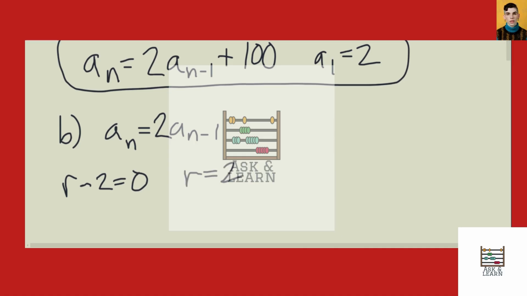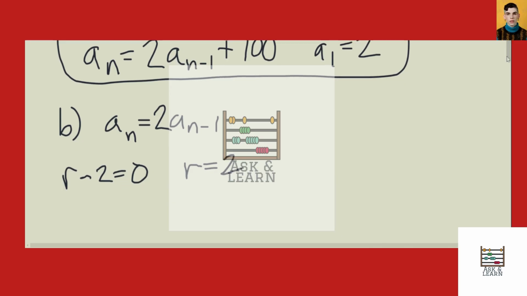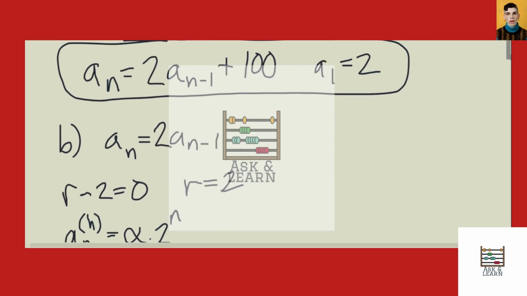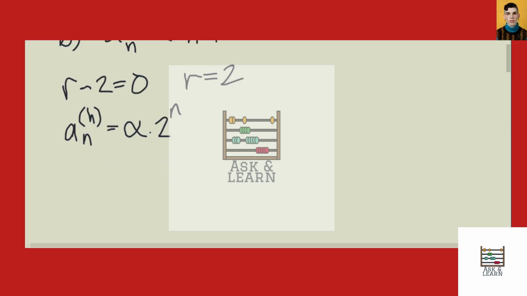with characteristic root r equals 2. And so we have that the general form for the solution to the homogeneous equation is alpha times 2 to the n. We have the non-homogeneous part of the equation. F of n is 100. This is a polynomial of degree 0. It's the same as 100 times 1 to the n.